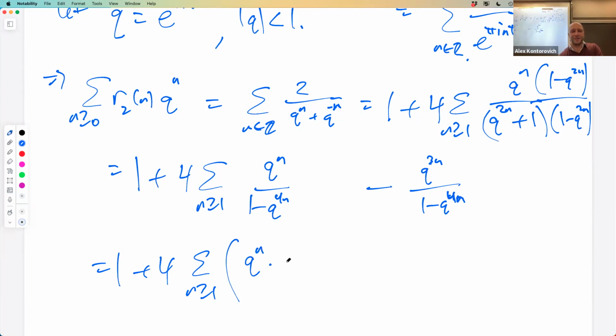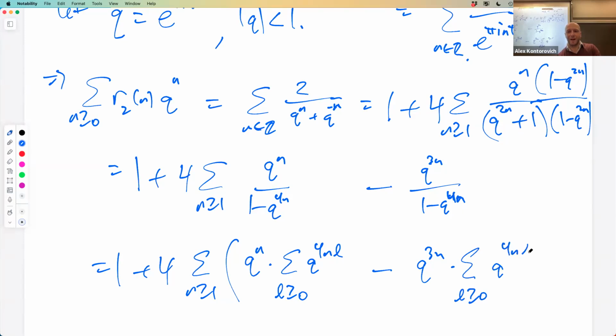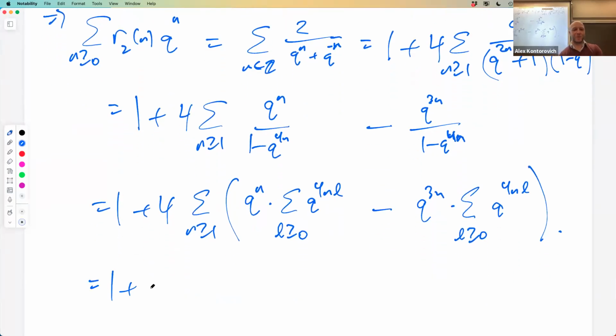And then this geometric series, which is a sum over, let's say, L bigger than 0, of q to the 4nL. Right? That series converges to this. And over here, I have a q to the 3n times a sum over L, same thing, q to the 4nL. And so if I put all of this together, 1 plus 4 times a sum over, let me call this number now m.